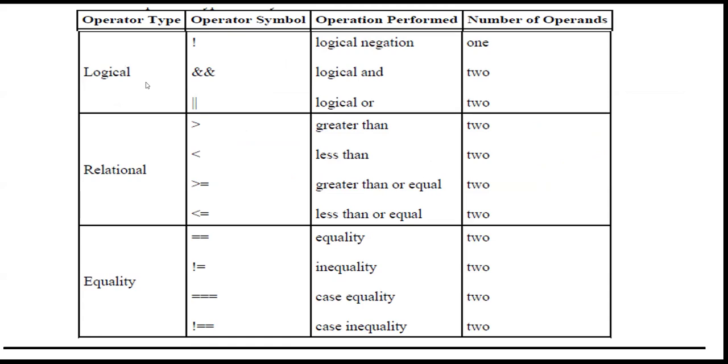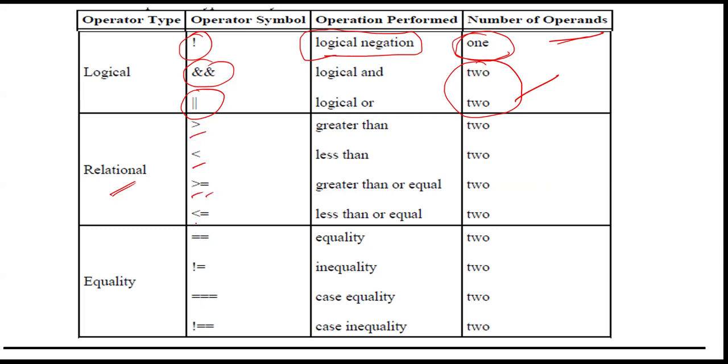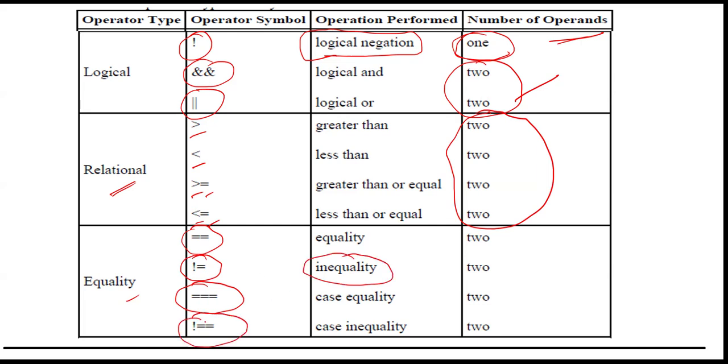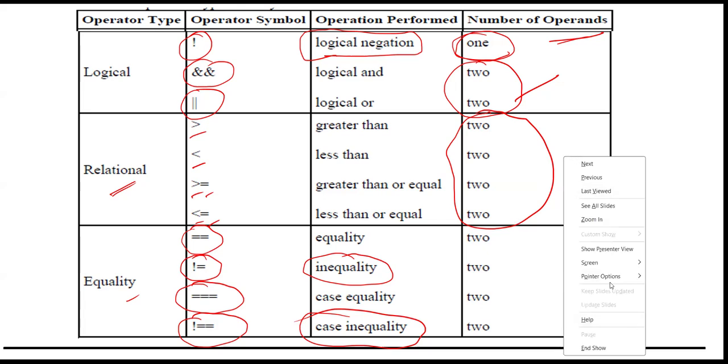Then we have the logical operators, which we just saw, and we also have logical negation. Logical negation requires only one operand, whereas these two require two operands. Then the relational operators: greater than, less than, greater than or equal to, less than or equal to. All these require two operands, which is obvious. In equality, we saw double equal and triple equal. Exclamation and equal is for not equal to, and this is for case inequality. So these are the case inequality operators.